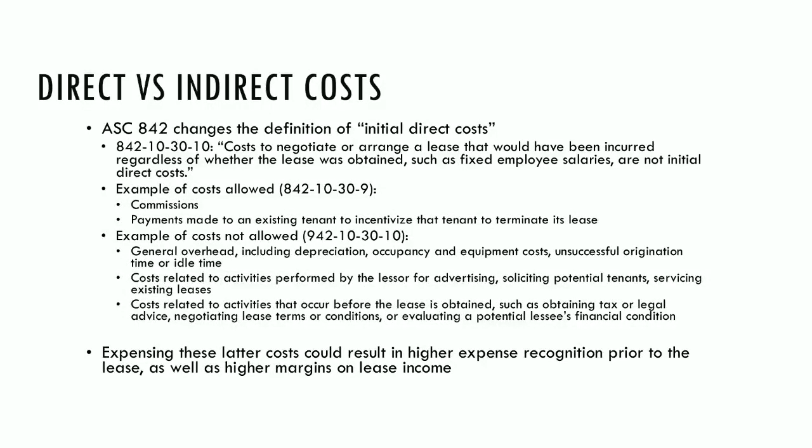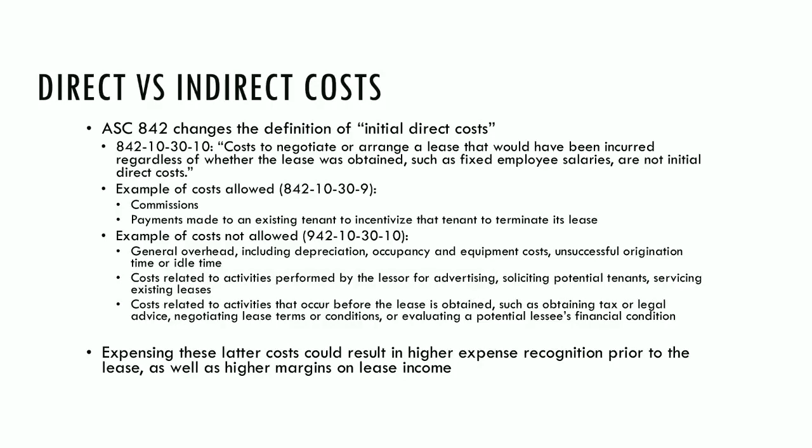ASC 842 also changes what we can take as initial direct costs. It changes the definition. And I've cited the section here, it's 30-10. It says that costs to negotiate or arrange a lease that would have been incurred regardless of whether the lease was obtained, such as fixed expenses for employee salaries, are not initial direct costs. It gives an example in paragraphs 9 and 10 of what can and can't be included. So things like commissions based on that lease, payments made to an existing tenant to get them to terminate their lease, those are costs that are allowed.